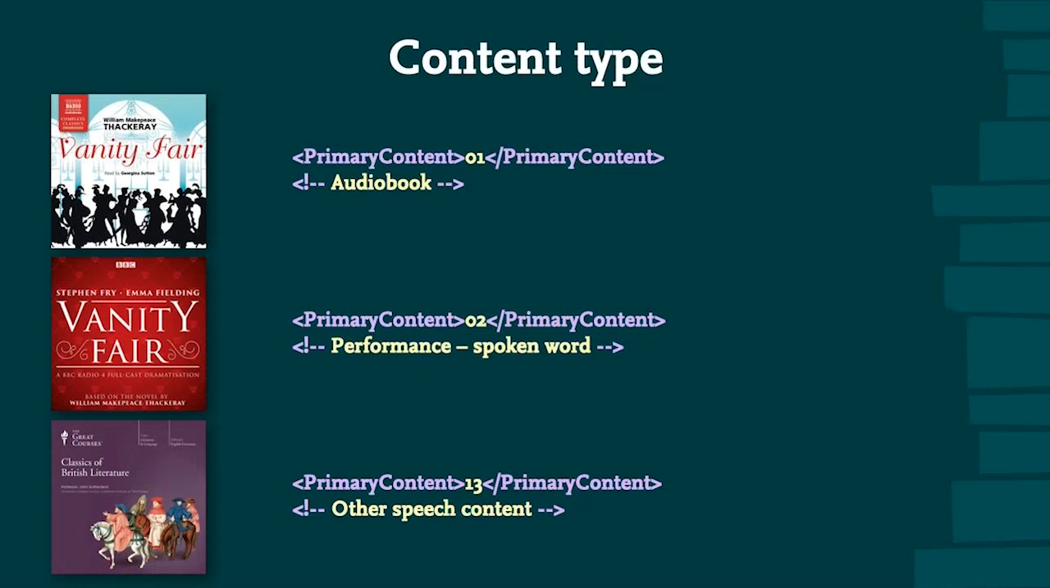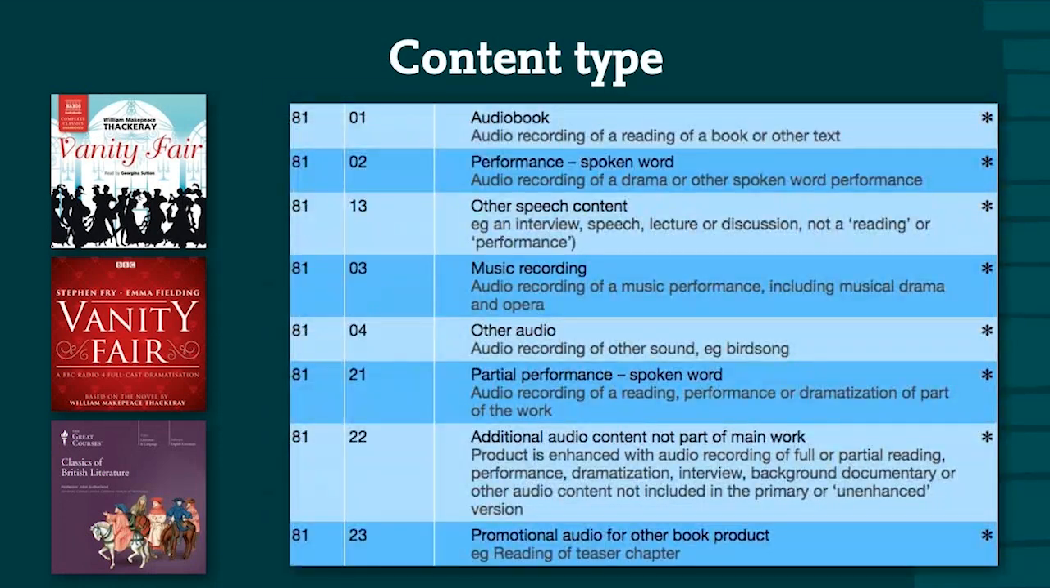So when it comes to audio books, there are three that will probably be the most commonly used. 01, which says this is an audio book. Primary content of this is audio book. 02, that allows you to say that it's a performance version of spoken word, so dramatized version. And then 13, which is other speech content, which you would use for things like lectures, podcasts, etc. And here we have an extract from that list showing you some of the options that you have.